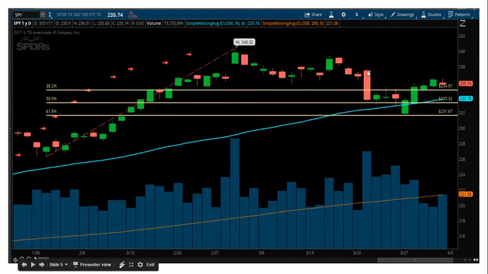What we really want to see for confirmation is we want to see us close above this candle. And then basically, when we close above this candle, this move doesn't matter anymore, okay? This move is meaningless now. As soon as the market closes above this level, this big move is not significant.